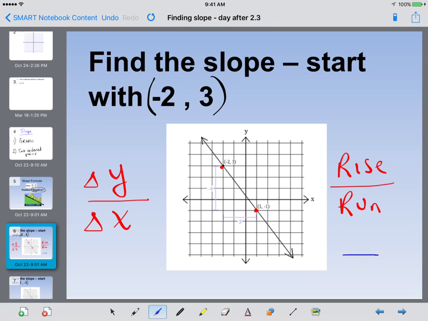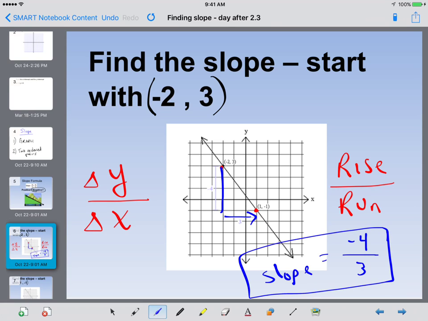So if we start at (-2, 3), we can only travel vertically or horizontally. We cannot go diagonally and find the slope. So as you can see, we would have to go down 4. That would be a -4, and to the right 3. So our slope is -4 over 3.